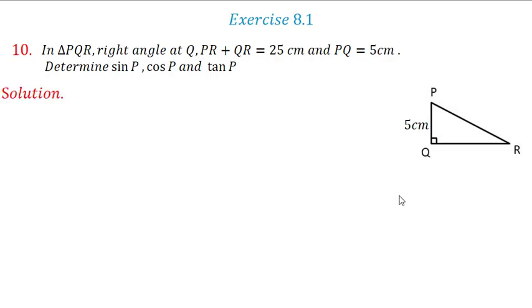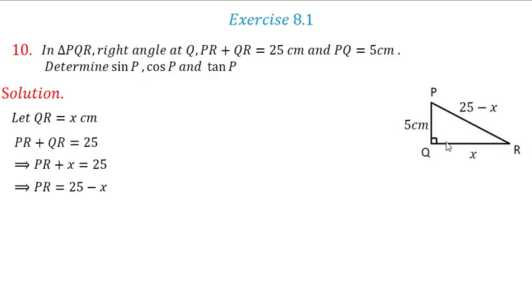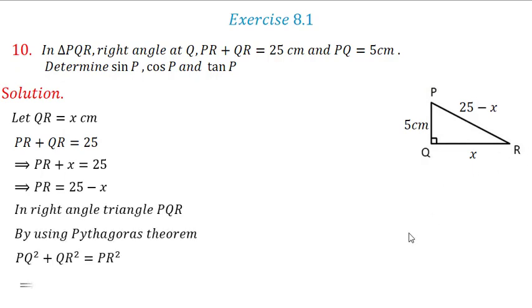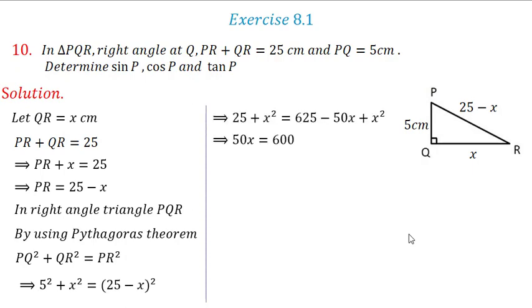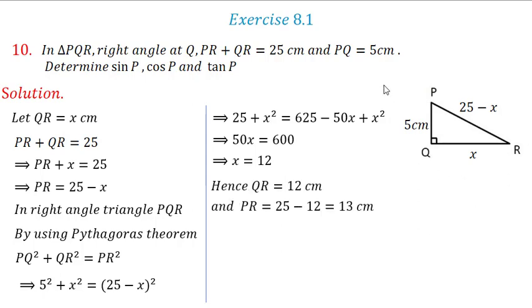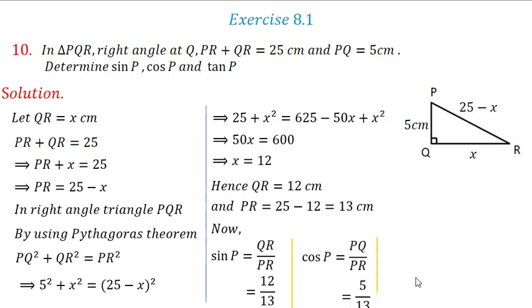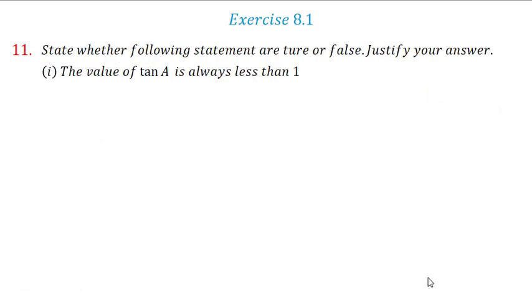So what we do, we will assume QR as x, then PR will become 25 minus x, right? So we have QR as well as PR in terms of x. Now I will apply the Pythagoras theorem, simplify and get the value of x. So let us solve and get the value of x. Here we are getting x as 12, so we will find this hypotenuse as 13. Now I have the opposite side as well as the hypotenuse, so now I can find sin P, cos P and tan P. So sin P will give me the answer 12 upon 13, cos P will give me 5 upon 13, and tan P will give me 12 upon 5.